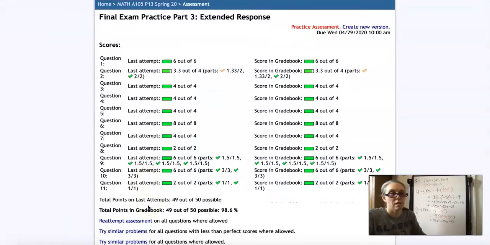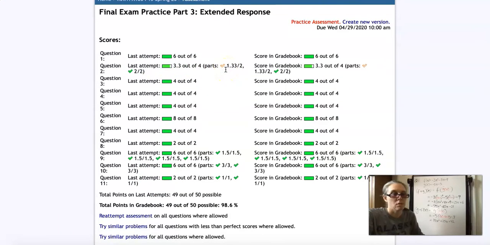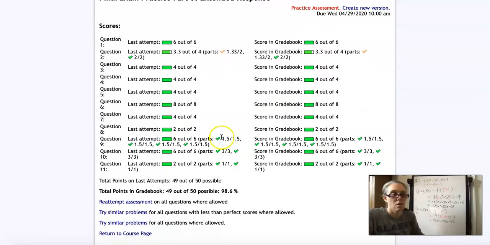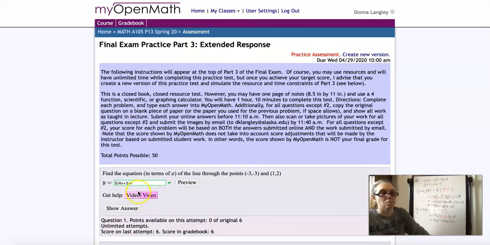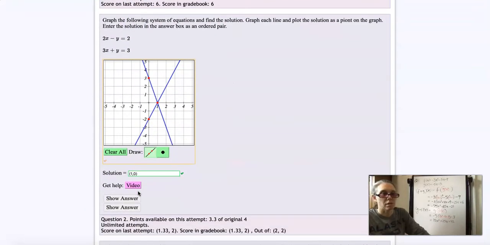Okay, so I did. Oh, hold on. It looks like I have a small error here in question 2. So if you ever need to see what you got wrong, you go to reattempt assessment. It's not actually going to let you reattempt the assessment for points, but you'll be able to see what you got wrong, okay? They should just label this, see what you got wrong. But nonetheless, that's where you go. Reattempt assessment.